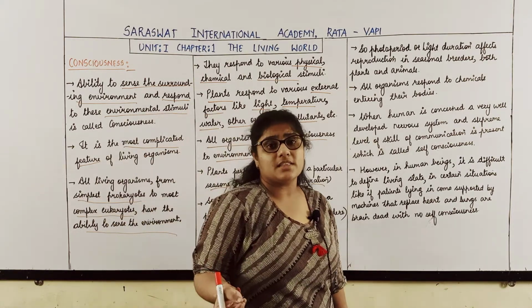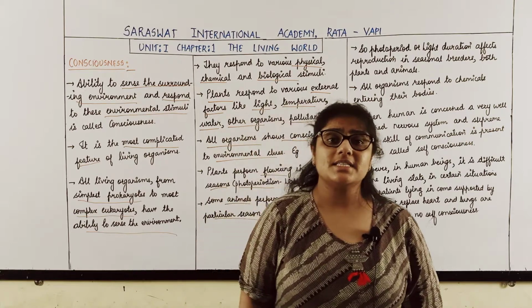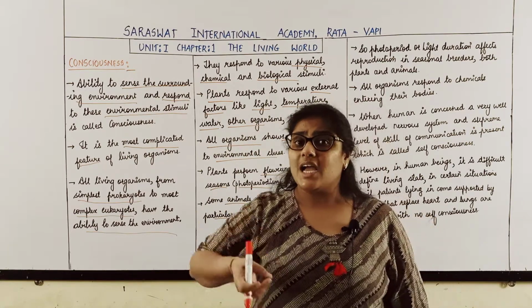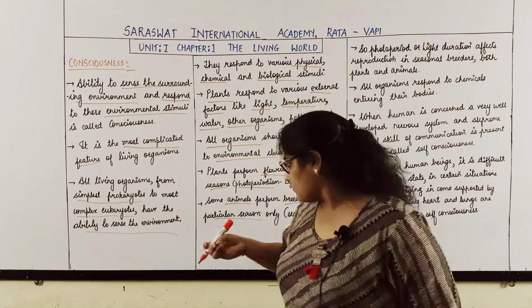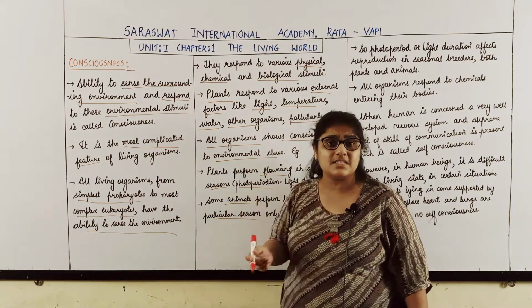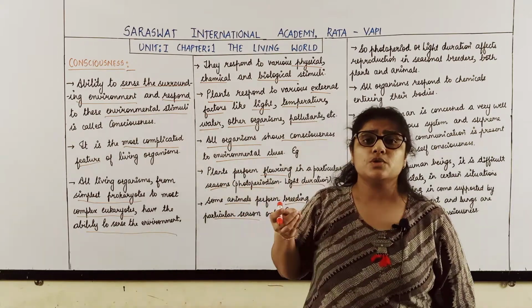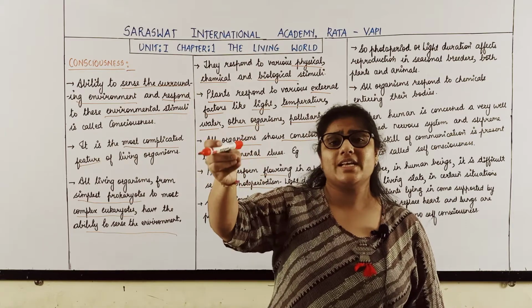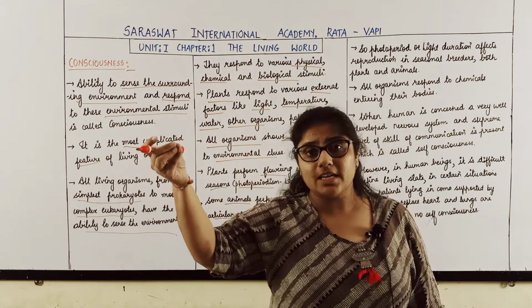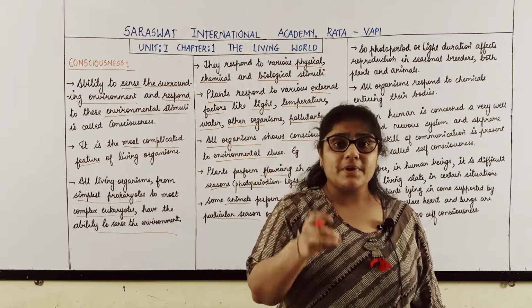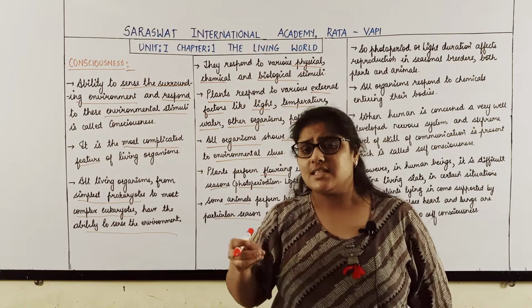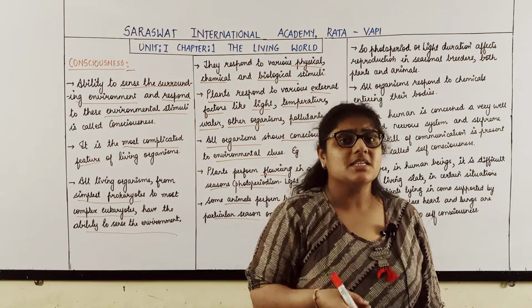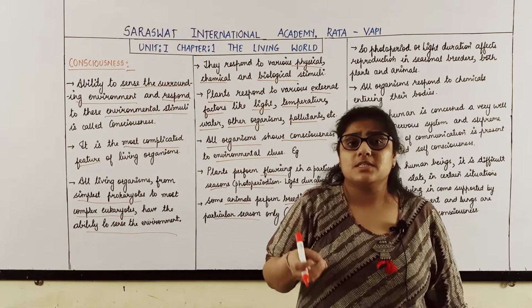So what are they called? They are called seasonal breeders. These plants and animals are able to respond to external stimuli. For example, that external stimulus is light. In the presence of light only, certain plants and animals can perform the process of reproduction.